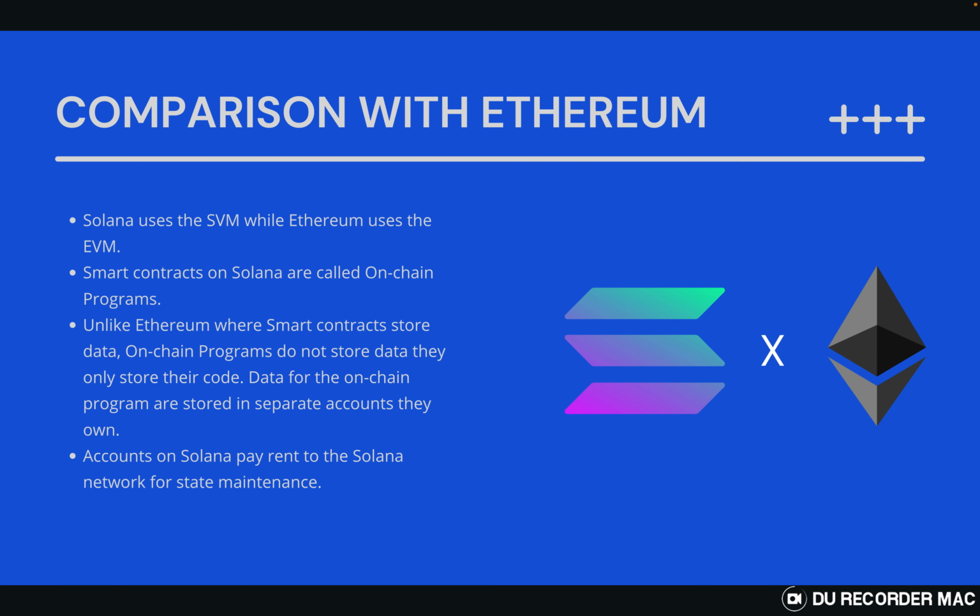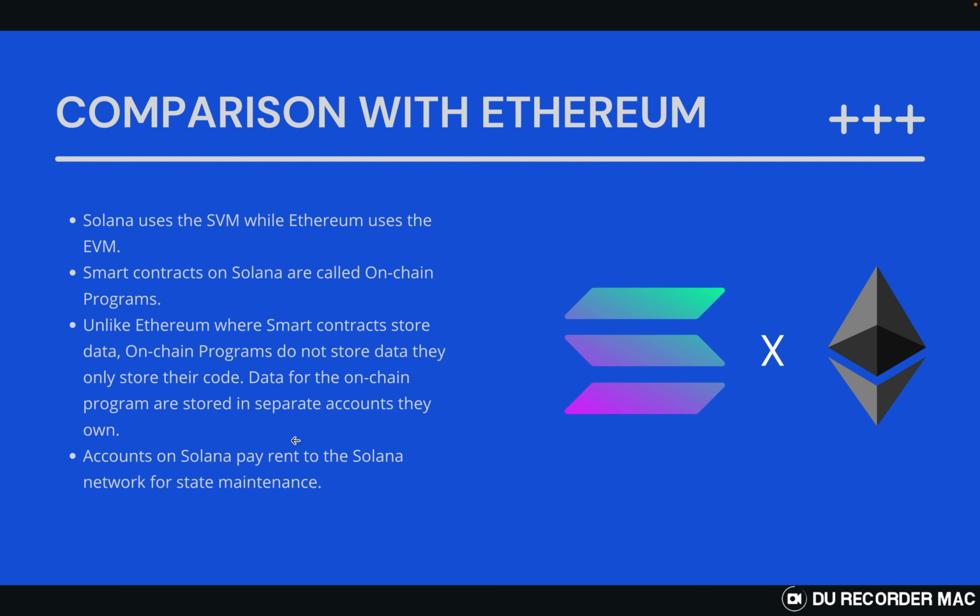But for Solana, the smart contracts, that is the on-chain programs, don't store state. They don't store data. They are stateless basically. Their state is stored in a different account that the smart contracts own, and those smart contracts are actually marked as executable, right? So data for the on-chain program are stored in a separate account that they own, and accounts on Solana pay rent to the Solana network for state maintenance.